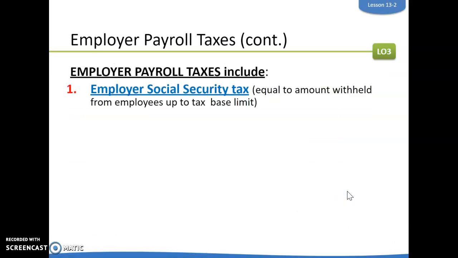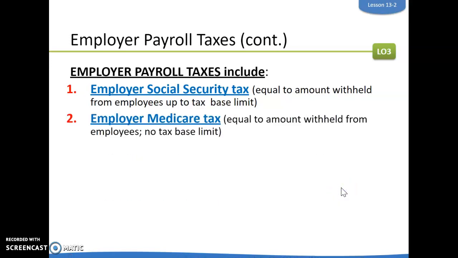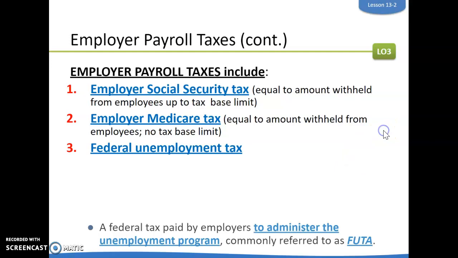So the first one for an employer payroll tax is the employer Social Security tax. This is the exact same amount that the employee Social Security tax was withheld from the employees, up to that tax base limit. So once they get to that tax base limit, it's different. Then the second one is the employer Medicare tax, again, equal to the amount withheld from the employee's payroll. And there is no tax base limit on this one. And then these are the two new ones that are not on an employee as well. So something we have to calculate differently here.